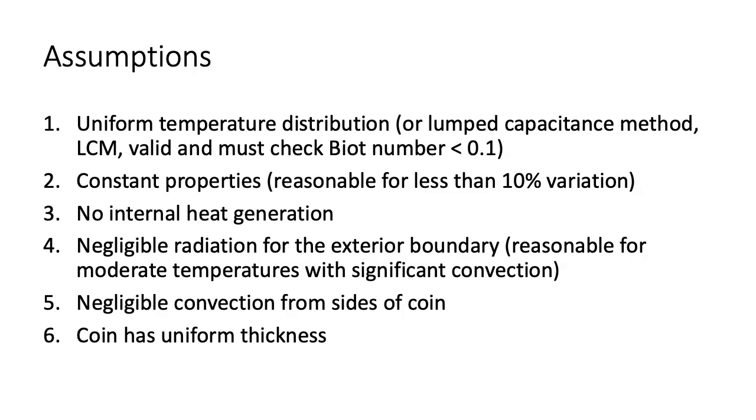Our third assumption is that there is negligible internal heat generation within the coin. Our fourth assumption for this problem is negligible radiation for the exterior boundary. This is a reasonable assumption for an opaque coin and for moderate temperatures combined with significant convection at the exterior boundary. Our fifth assumption is negligible conduction from the sides of the coin because it is thin. We could include the sides, but this makes the algebra a little simpler, and we get the same answer to 3 decimal places. Our sixth assumption is that the coin has uniform thickness.